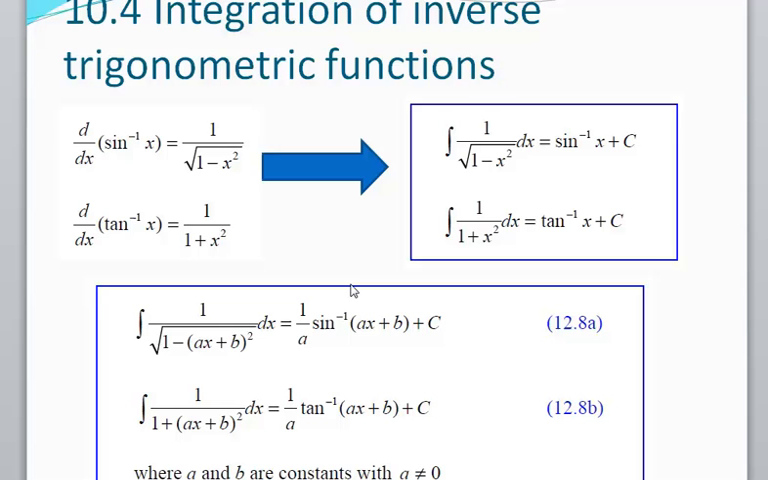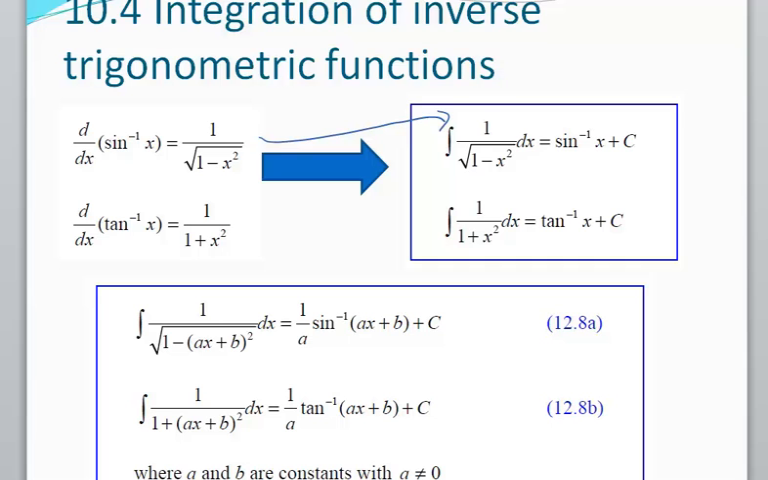Integration of inverse trigonometric functions. So in week 8 we looked at differentiating our inverse trigonometric functions. Here, when we differentiated our inverse sine of x, we got 1 over the square root of 1 minus x squared. So working backwards, what we need to do is to get our integral into this format here.